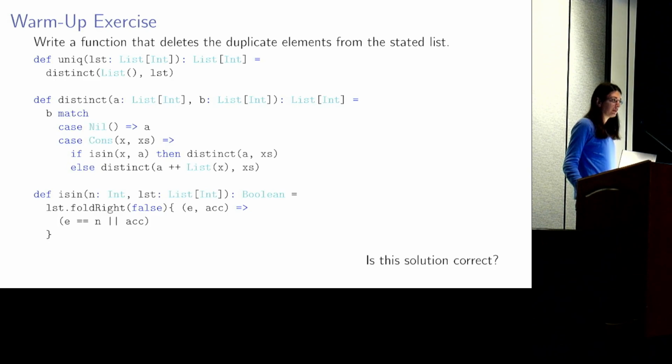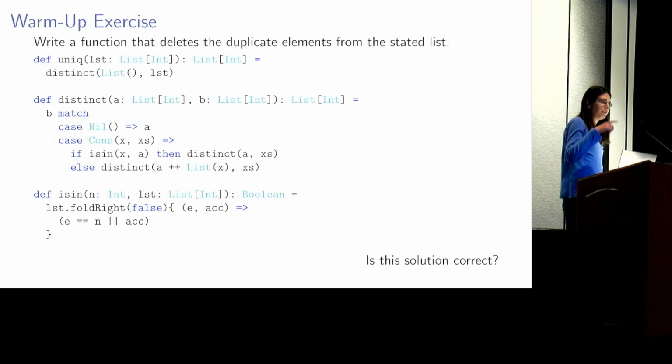And the question is to grade it, so to tell me whether this solution is correct or not. And we can look at the code together a bit. So there are three functions here. The top level function, unique, takes an input, which is a list. And then it delegates the main work to this function called distinct. It takes two lists. One is initially empty, so this is going to be our result. And the second one is the original list.